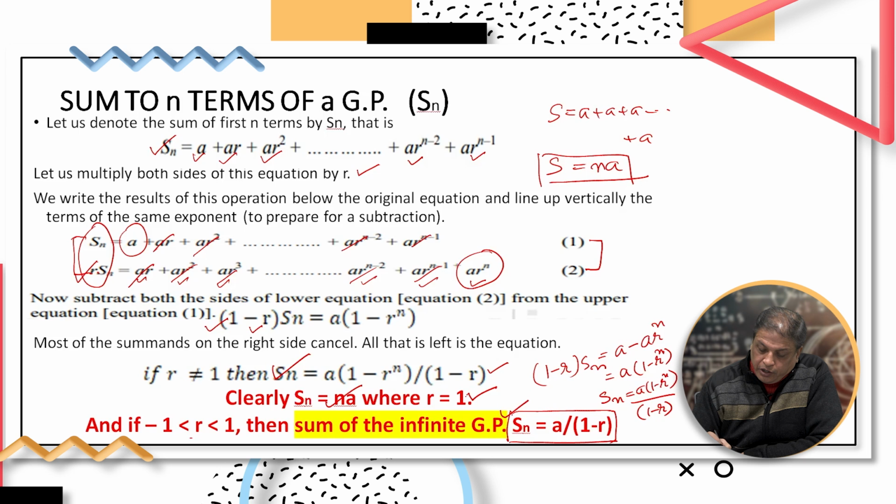These are the important observations. If r is not equal to 1, then the sum of n terms of a GP will be given by the expression Sn is equal to a into 1 minus r to the power n upon 1 minus r. If r is equal to 1, then the sum is given by the expression Sn is equal to na. If r is in the interval -1 to 1, then the sum of the infinite GP will be given by the expression S is equal to a upon 1 minus r.